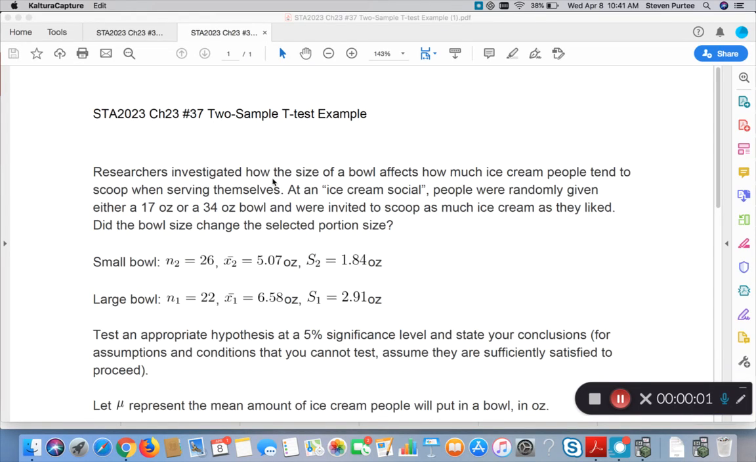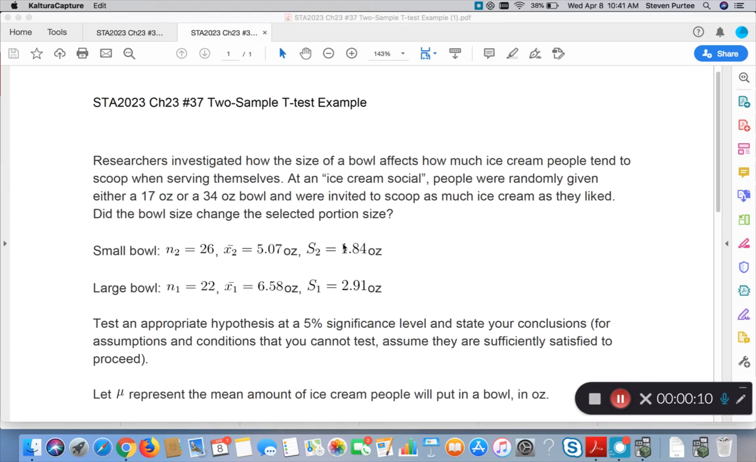Okay, this will be a two-sample t-test. This is a hypothesis test for means. We know it's a mean problem because they say the word mean or average and they give us a standard deviation. And we know it's two-sample because we have two samples. Okay, pause the video and read the question.